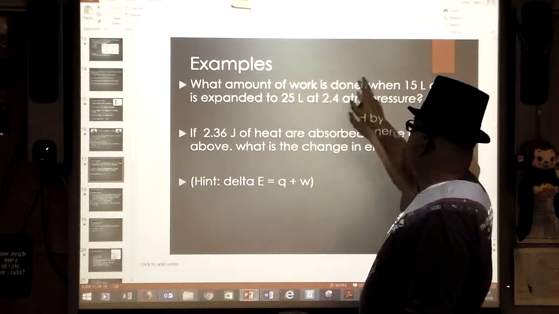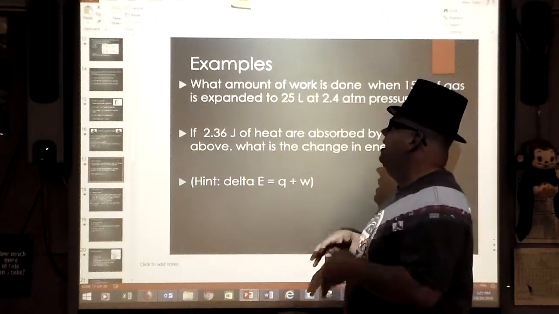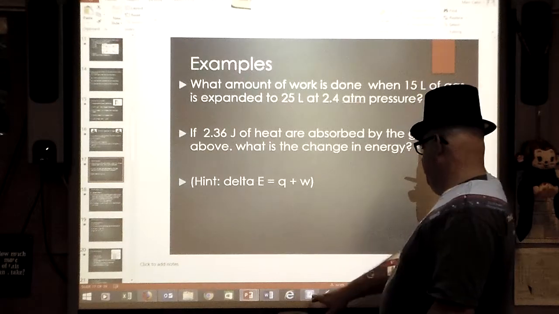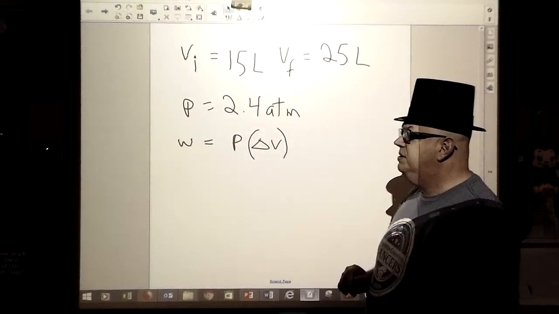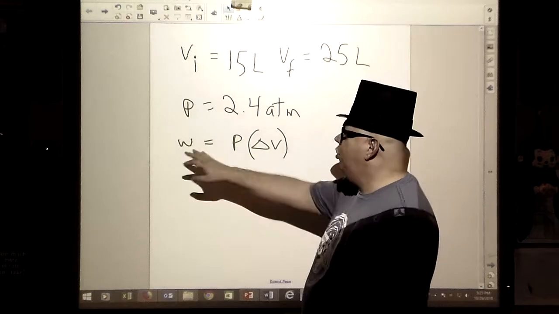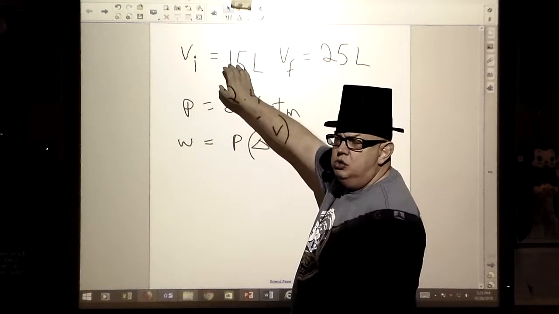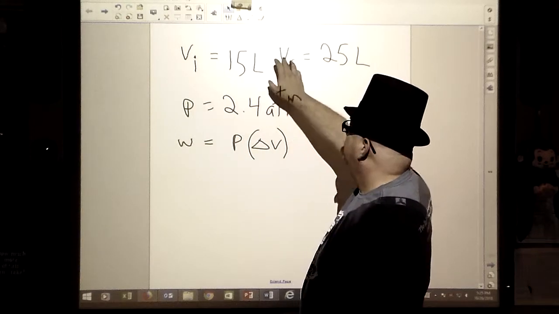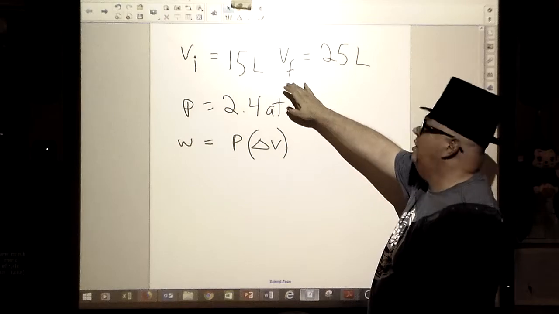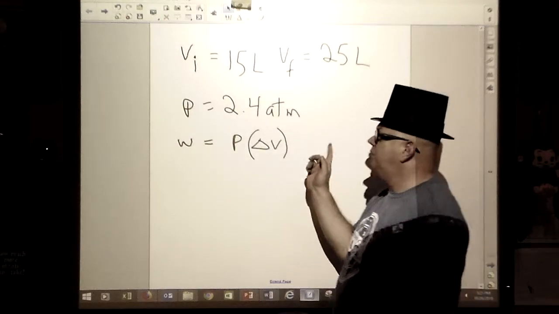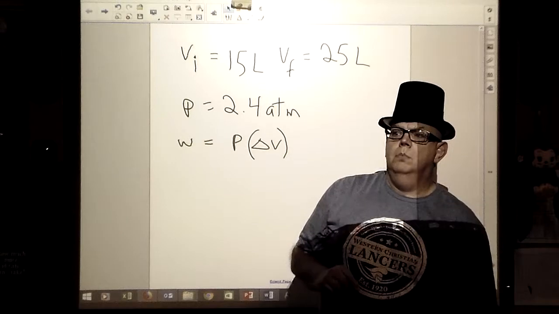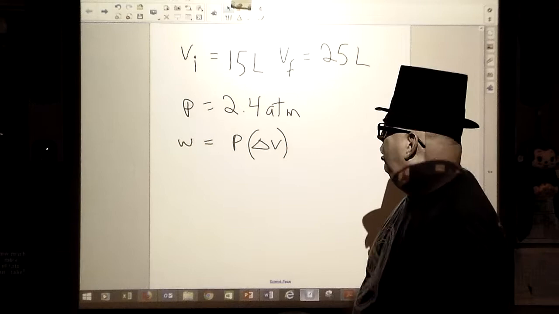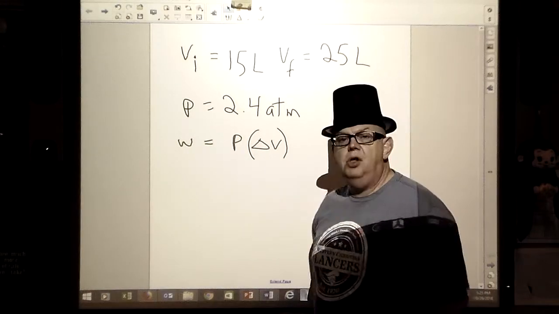It says, what amount of work is done when 15 liters of gas is expanded to 25 liters at 2.4 atmospheres of pressure? So we got some information here. They're asking us for the work. They've given us an initial volume, and that's where VI comes in. That's 15 liters. There's a V final, where the F comes in, and that's 25 liters. We have a pressure of 2.4 atmosphere. So they're asking us how much work is being done. Well, the work is the pressure times the change in volume.